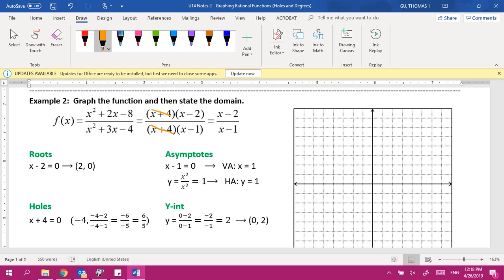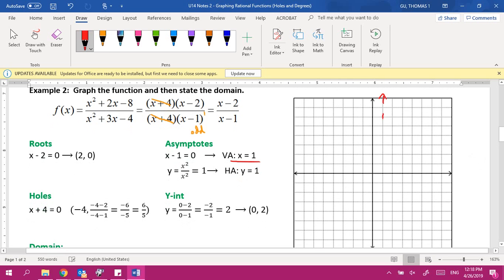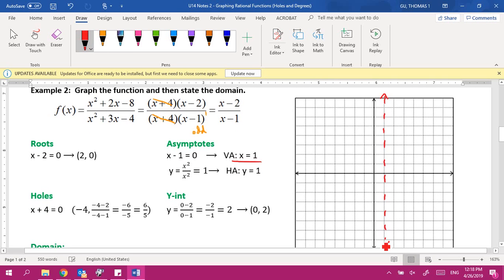All right, and take a look at the factor right here. What is the degree on the factor? Odd. 1, which is odd, yes. All right, so now let's draw the asymptotes. X equals 1, vertical asymptote. And y equals 1 is the horizontal asymptote.